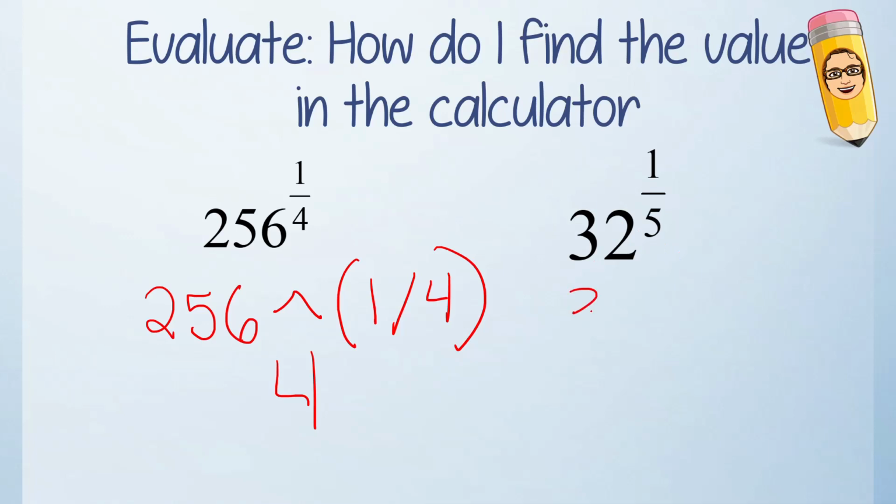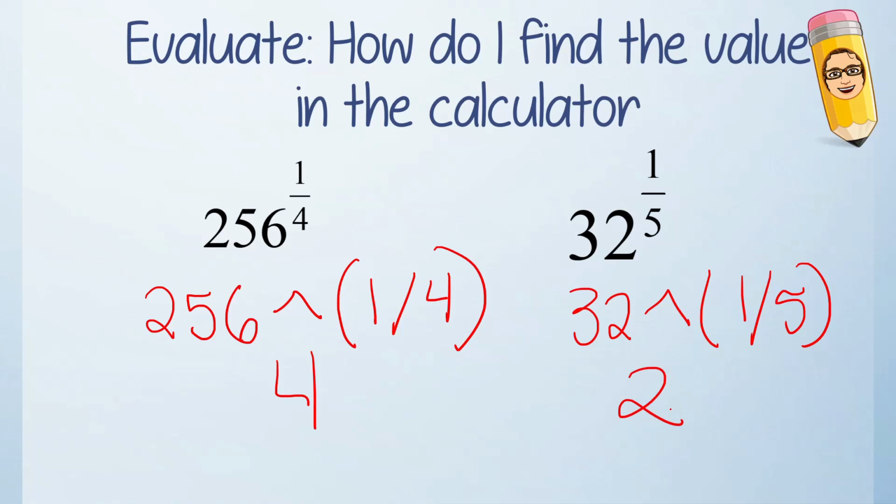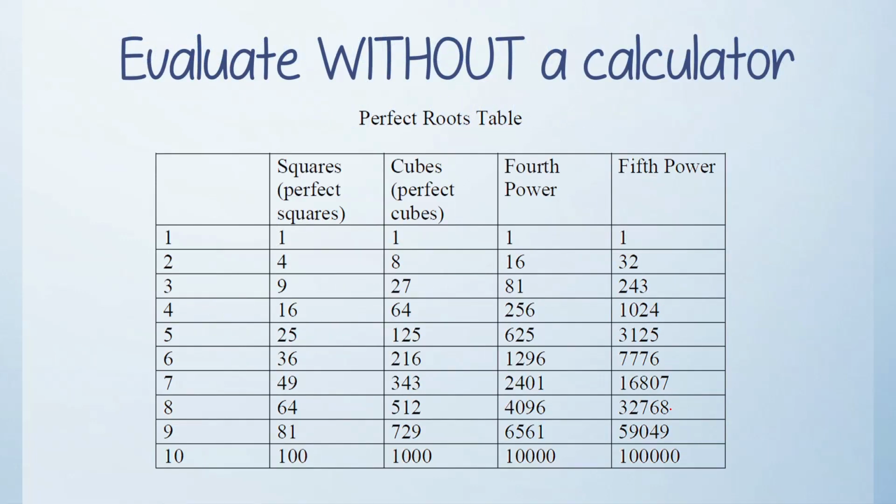Same thing, 32 to the 1 divided by 5. Again, this is that caret key on your calculator. You will get a value of 2. Kind of different, right? However, I find that it is much easier always for me to be able to do that on my calculator. What if I don't want to evaluate with a calculator?